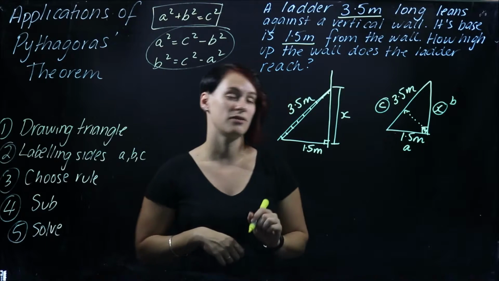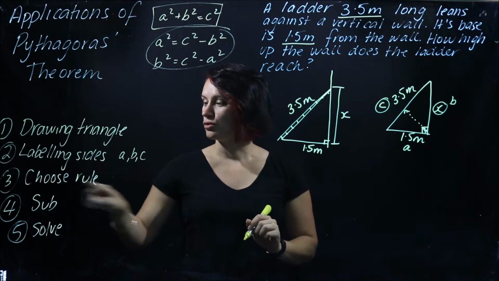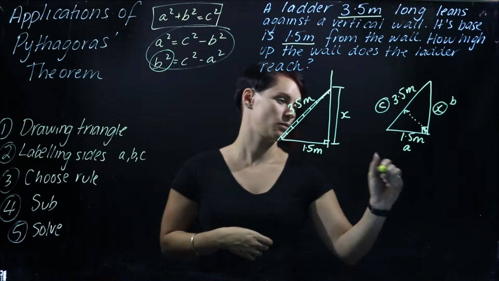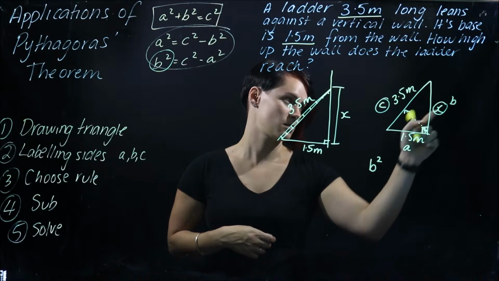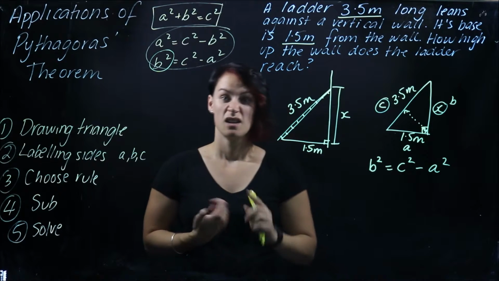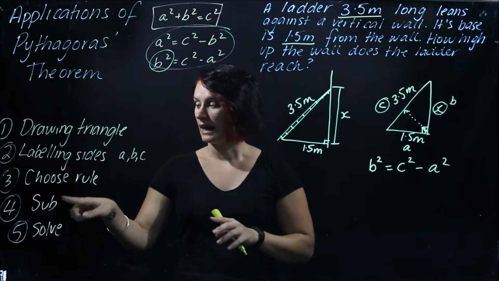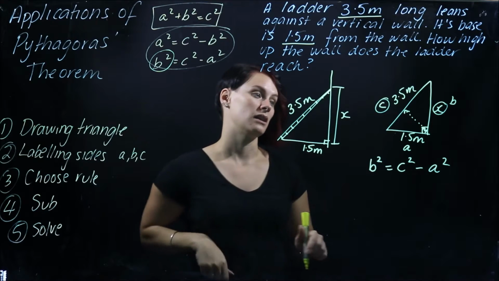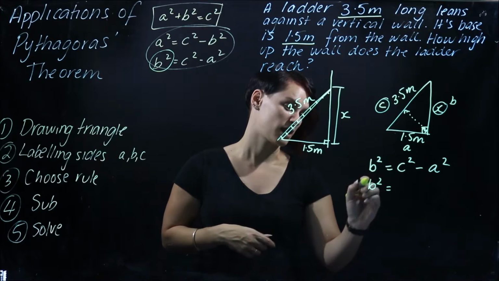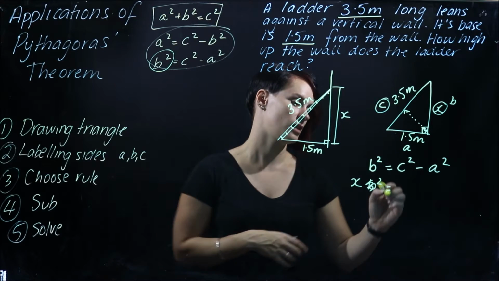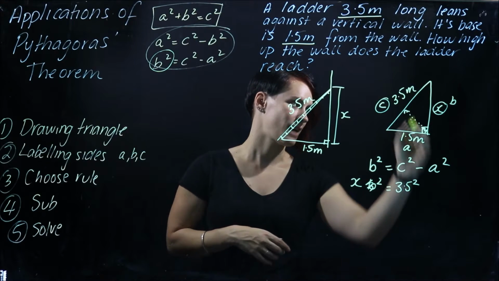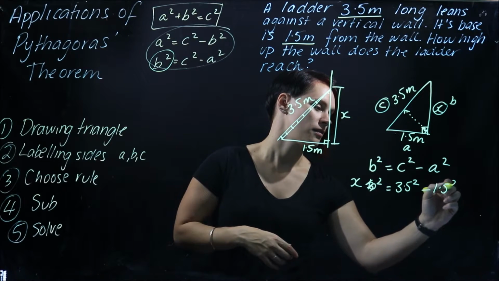So it looks like what we're trying to find here is B, and in order to choose a rule, we need to say, okay, if we're finding B, then we've got our rearranged rules. So we would have to say B squared, because that's what we'd be finding, B squared equals C squared take A squared. So our first 3 steps done already, and our last 2 are simply using the numbers we've been given. So we are trying to find B squared, we don't know what it is. We can actually replace that if we wanted with x squared, that's fine. C squared, we've got C is 3.5 squared. Our A value is 1.5 squared.